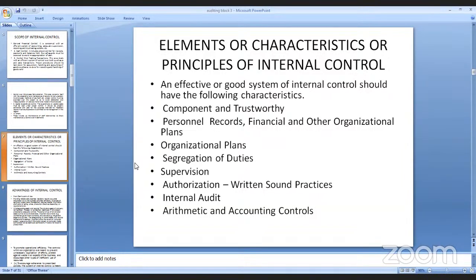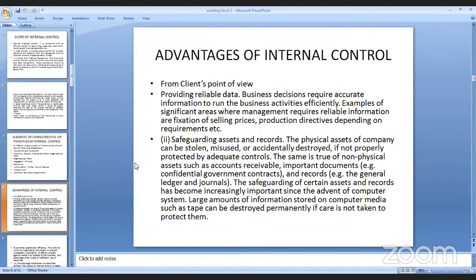mathematical transactions. Next, here are the advantages of internal control. So internal control from the client point of view, for example, providing reliable data. So business decisions, or the business getting accurate information. Just know the initial information, whatever market information, we need to have an idea over that in order to fix the prices of the products or to deal with the various business transactions.